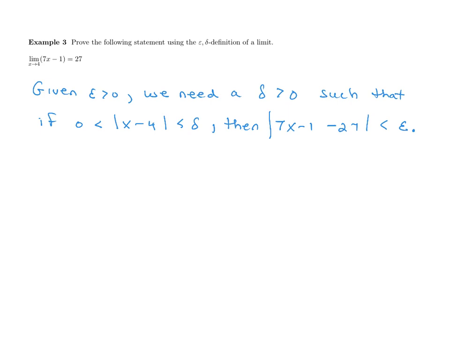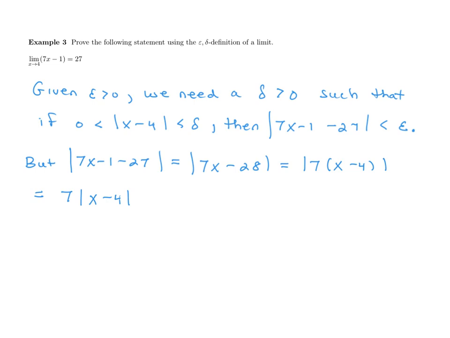All right, so next what I'm going to do is I'm going to say, all right, but if you look at the absolute value of 7x minus 1 minus 27, we can simplify this. This is equal to |7x minus 28|. And of course, we can factor out a 7, and we're left with x minus 4, which is good. I'm looking for an x minus 4. And I can break this into 7 times the absolute value of x minus 4. This is the thing that I want less than epsilon. But that's the same thing as saying if you divide both sides by 7, that |x minus 4| is less than epsilon over 7.